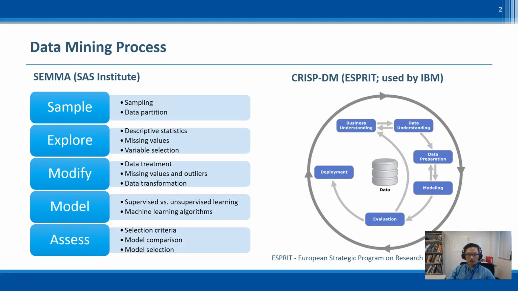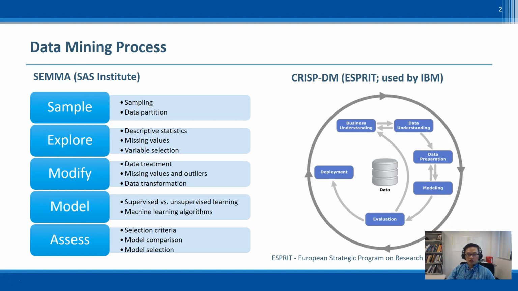The last step is assess, in which the evaluation of the modeling results shows the reliability and usefulness of the created models. In order to do that, we need to decide the performance criteria for the models, perform the model comparison, and select the champion model. The champion model will be the best model that will be deployed and used in actual operations.